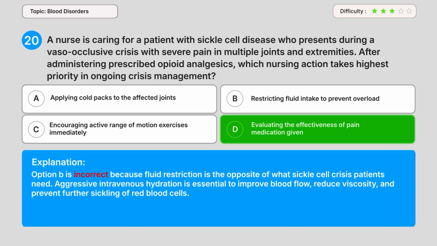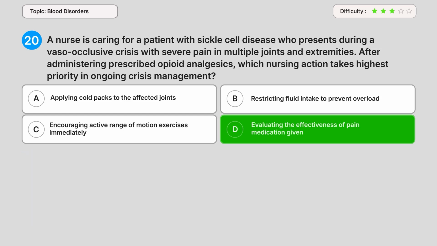Option B is incorrect because fluid restriction is the opposite of what sickle cell crisis patients need. Aggressive intravenous hydration is essential to improve blood flow, reduce viscosity, and prevent further sickling of red blood cells.